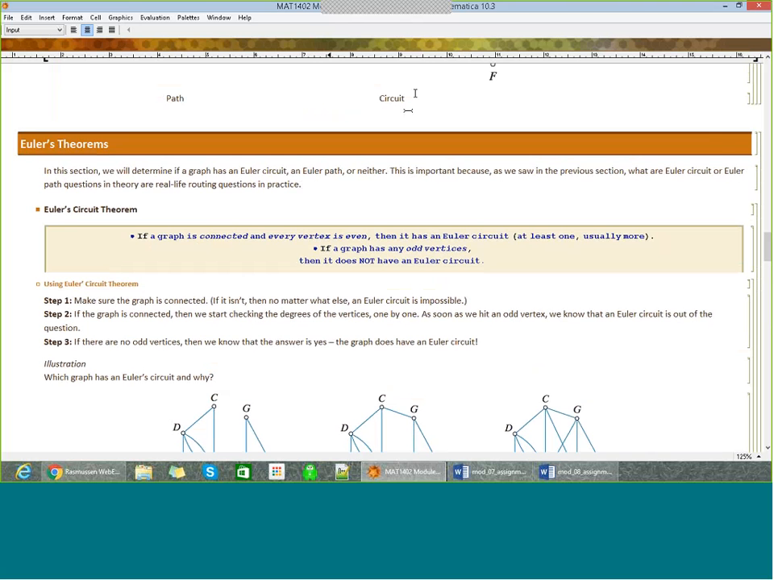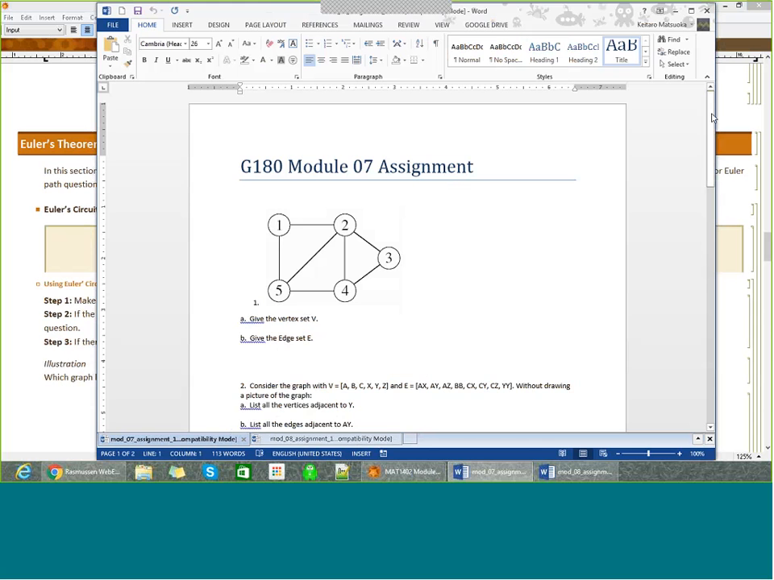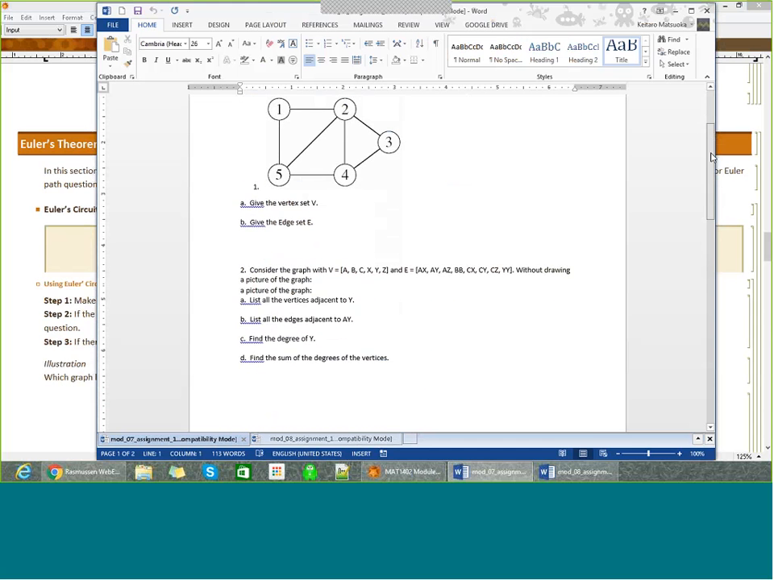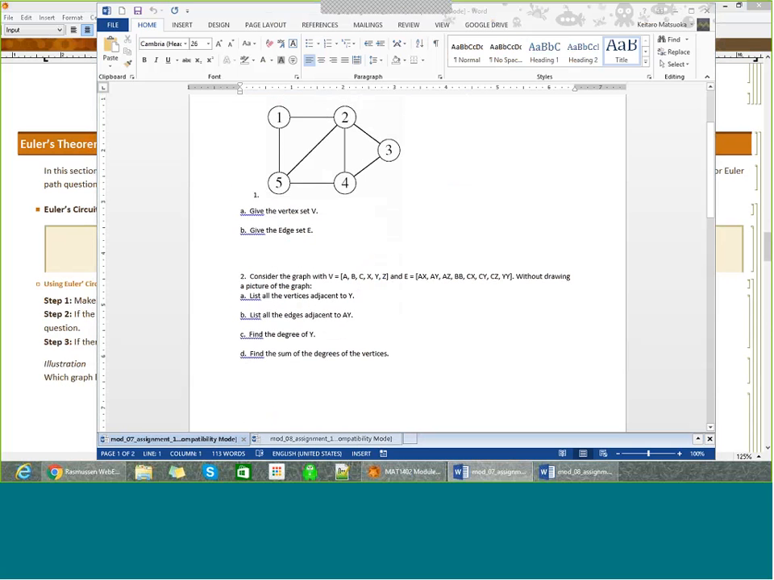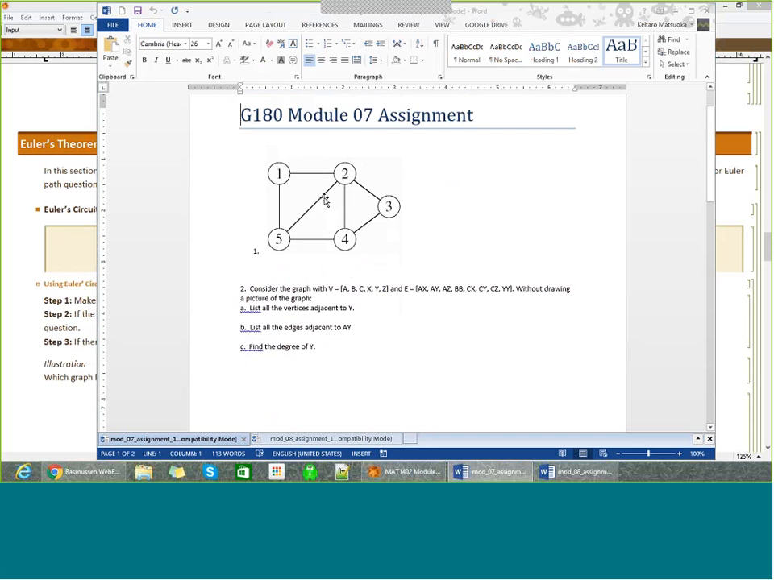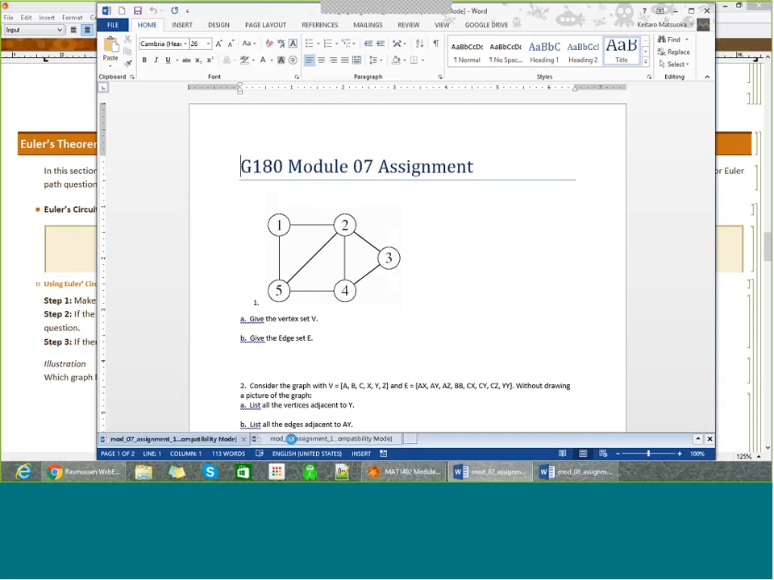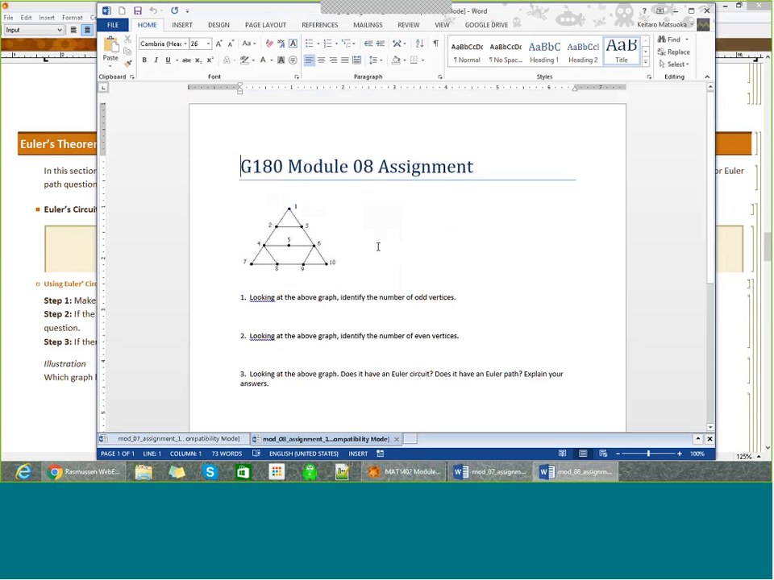Okay. So let me look at the assignment. Module 7 is a pretty easy assignment wise. Just the degree sum. Add up the degrees. Okay, so that's module 7, very straightforward. Module 8 gets into, let's see, you have to identify the number of odd vertices and even vertices. So we just count the number of odd vertices, meaning, for example, vertex 2 is odd because it has three lines poking out of it. You just have to count how many of those are in that picture.